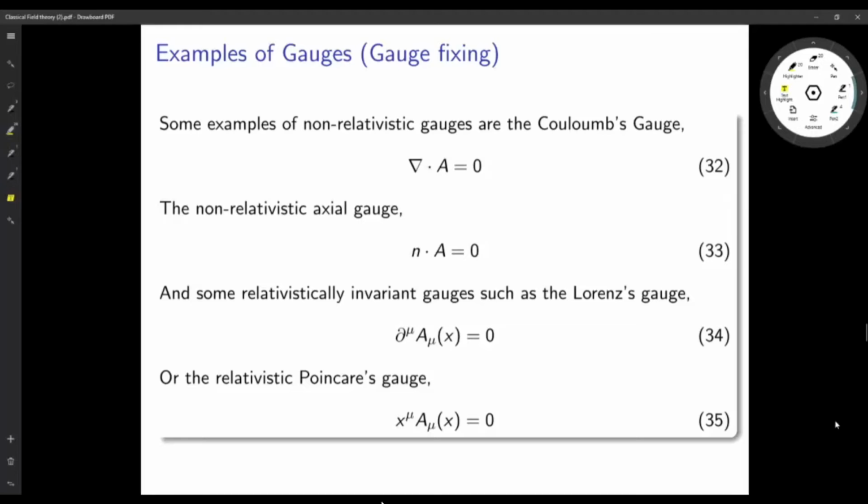All right. So second, Rishi. Yes, Mukund. In equation 33, what is the n here? The non-relativistic axial gauge? We'll get back to that at the end, I guess. We'll post the questions at the end. Yeah.